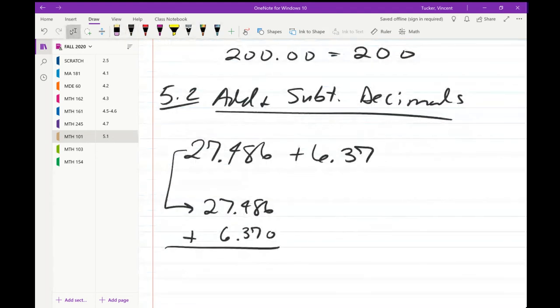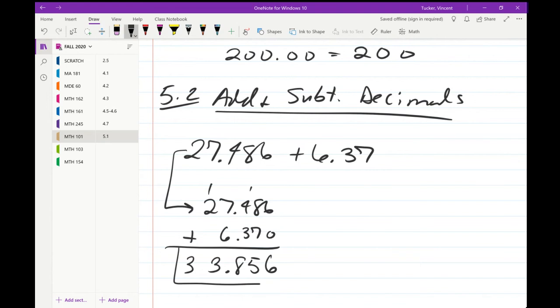So we want to line up our decimals and line up our place values. We have 27.486 plus 6.37. So you line up your place values and then just add up accordingly. 6 plus 0 is 6. 8 plus 7 is 15, carry 1. 1 plus 4 is 5, plus 3 is 8. Keep your decimal in the same spot. 7 plus 6 is 13. Carry your 1. 1 plus 2 is 3. And that is your answer.